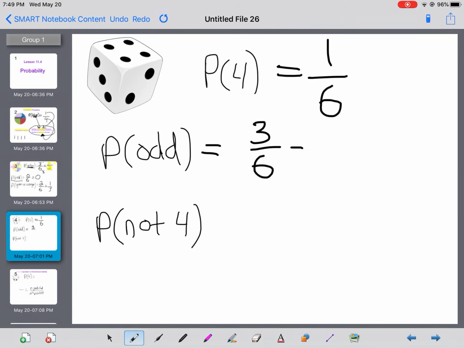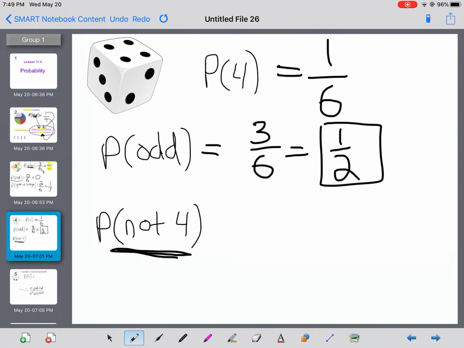So that's 3 favorable outcomes out of 6, which I can simplify to 1/2. So the probability that it's odd is 1/2. Now take a look at this one. The probability that it is not 4. Probability that it's not 4.